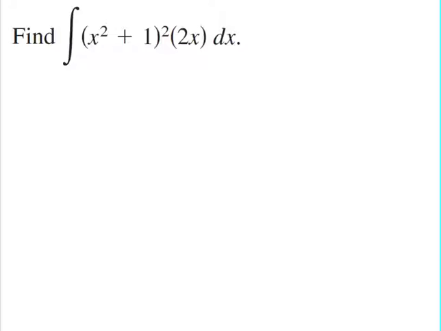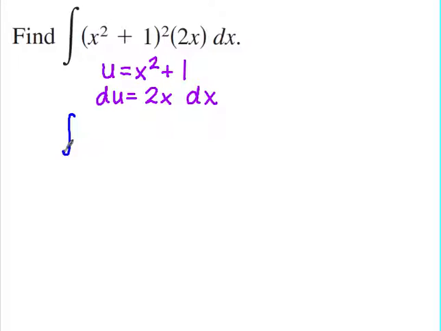I've got to do a u substitution. What am I going to let u equal? x squared plus 1. Du is 2x dx. So that is the very first step. Now we're going to rewrite the integral using nothing more than u and du. First of all, I realize I've got u here to the second power.